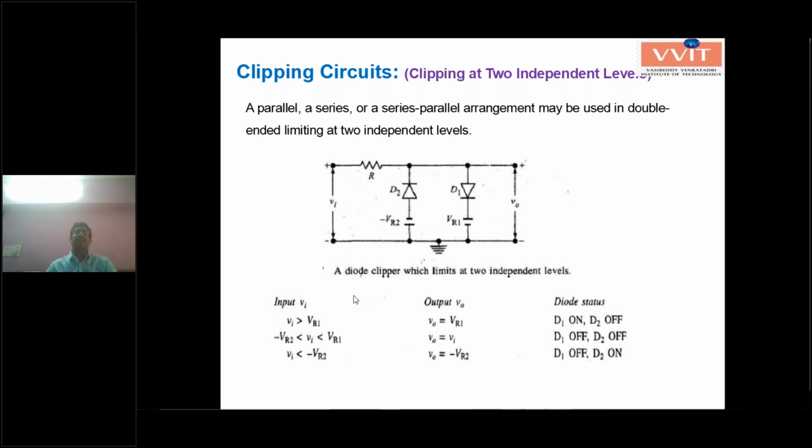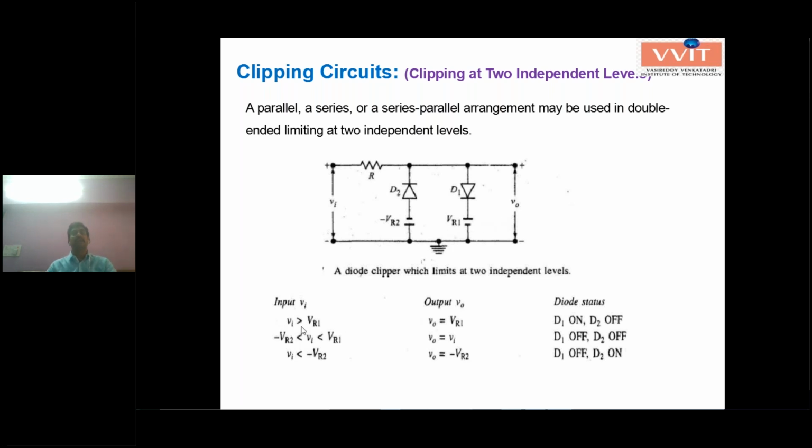So how many conditions or cases will come here? In the previous circuit, the reference voltage was either 0 or VR. Now there are two reference voltages: VR1, a positive reference voltage, and minus VR2, a negative reference voltage. So the total input waveform is divided into three parts.